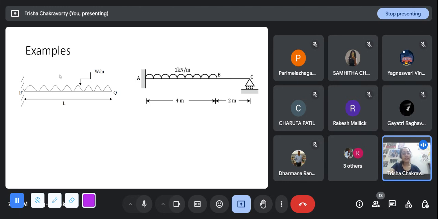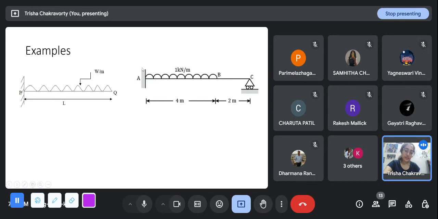This is a slightly complicated problem. It has a fixed support, and it has a roller support at this end, and it has a uniform distributed loading up to a certain point. We are not going into the analysis right now, but the distribution of this load will of course affect the force pattern and all.